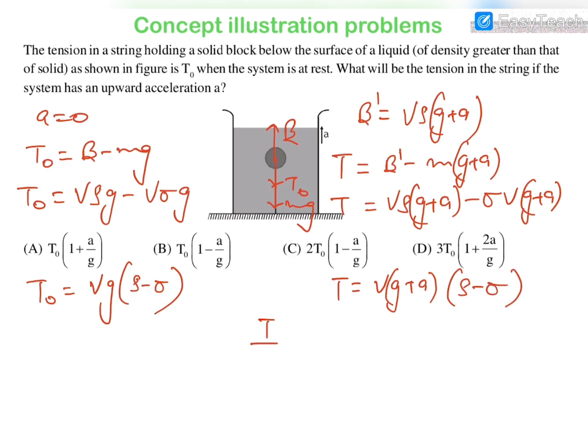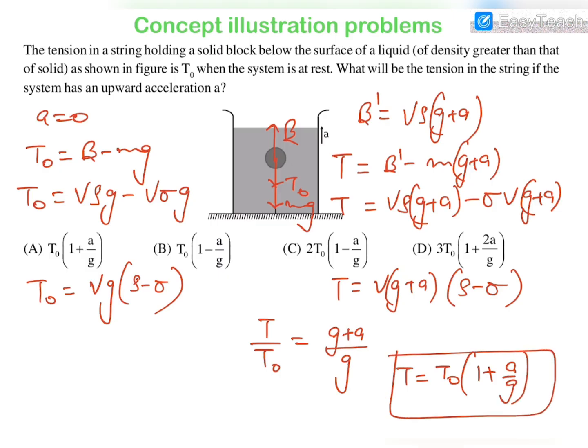So T by T0 will be equal to, V is cancelled and rho minus sigma is cancelled, so it would be (g plus A) upon g. Therefore we can say T will be equal to T0 into (1 plus A by g). So the correct option will be option A. Now we move on to the next question.